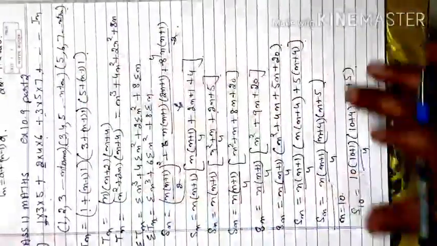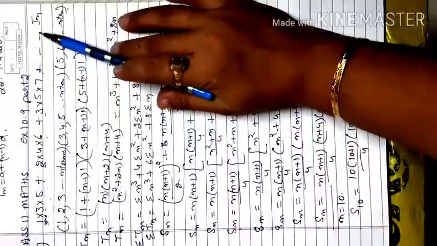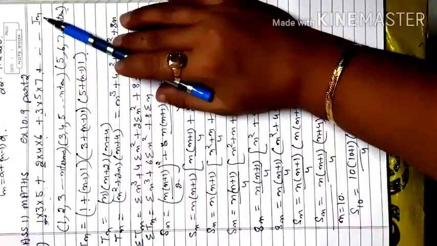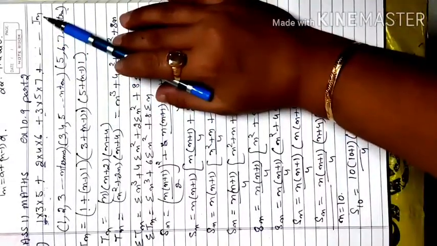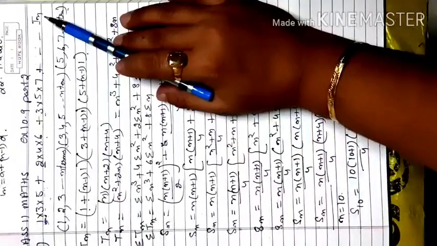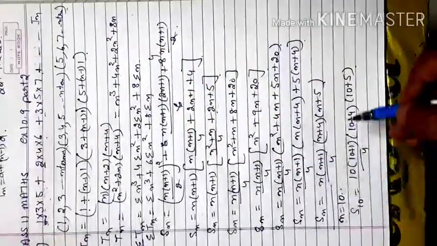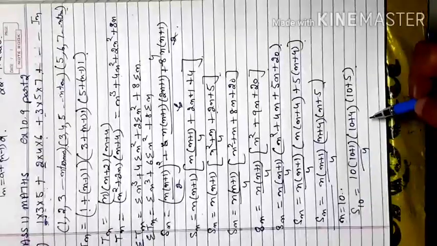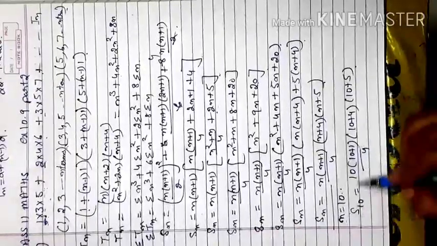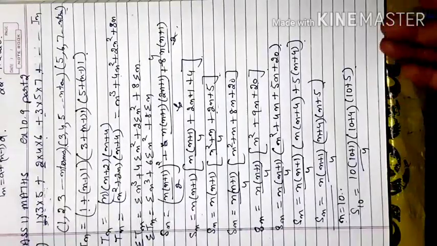Up to this point the method is the same, but the only difference is that in those questions, instead of the nth term, it will be written: sum of 100 terms, sum of 25 terms, sum of 50 terms. For that question you have to solve up to this. When you find the formula for the sum of n terms, you just replace n with the number of terms, then calculate, and that will be your required answer.